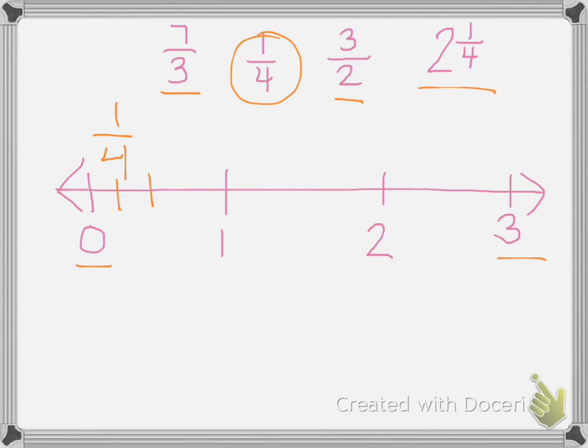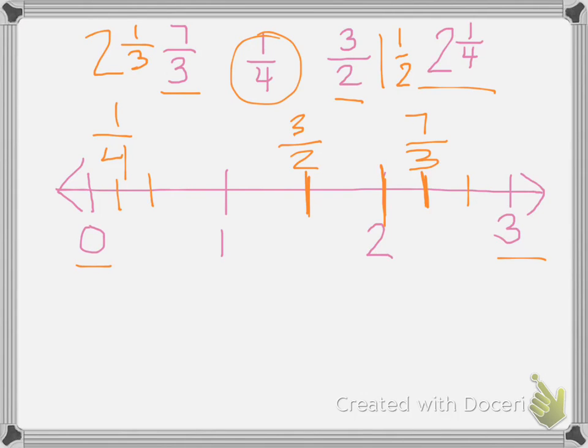Then I have 7/3. 3 goes into 7 twice, with 1 left over, 2 1/3. So here's my 2. Cut that into thirds. 2 1/3 would go right here, 7/3. Next we have 3/2. 2 goes into 3 one time, with 1 left over, so 1 1/2, which would be right here. And the last one is 2 1/4. So here's 2. Here's about fourths. So 2 and 1/4.